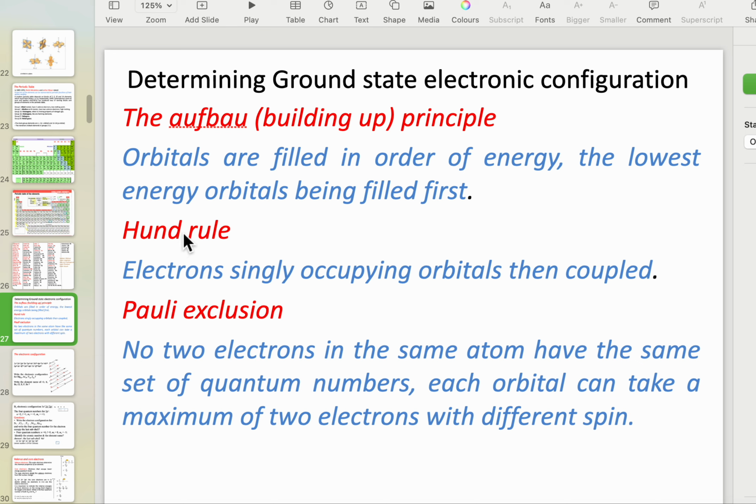The Hund rule says electrons singly occupy orbitals first, then couple. Then the Pauli exclusion principle: no two electrons in the same atom have the same set of quantum numbers. Each orbital can take a maximum of 2 electrons with different spin, up and down. The arrows should be opposite, meaning clockwise and anti-clockwise. So these are the 3 principles when we build up the electronic configuration.